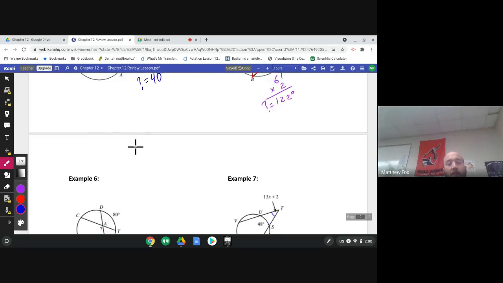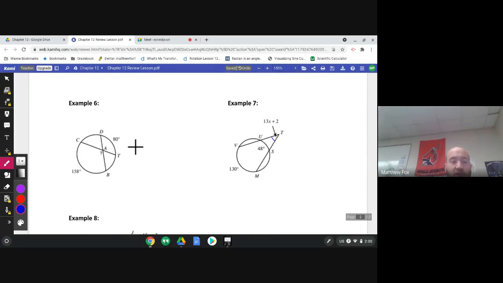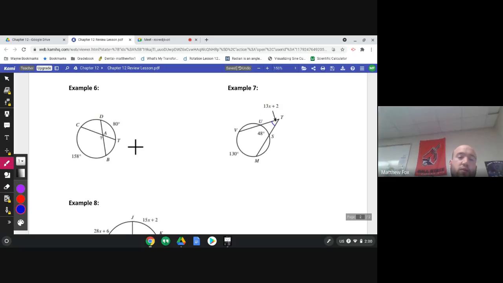All right, just a few more examples. So number 6 here. On this one, we were trying to find this vertical angle. We know that we can just add these two together. 158 plus 80, and we'll divide that by 2. So 158 plus 80 gives us 238. Divided by 2, the question mark will equal 119.